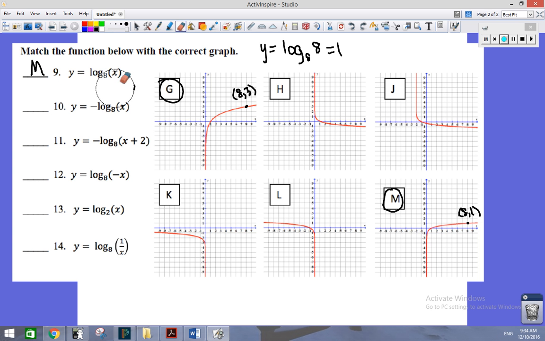Alright, now the difference between 9 and 10 is a reflection. So it's a reflection of this graph of m, and the reflection is across the x-axis. So I'm looking for something that has that general shape, and there it is in H, that H and M are reflections of each other across the x-axis.